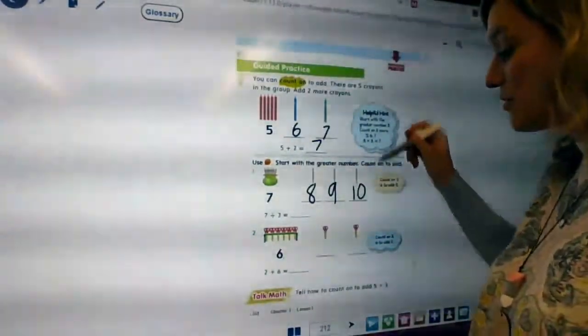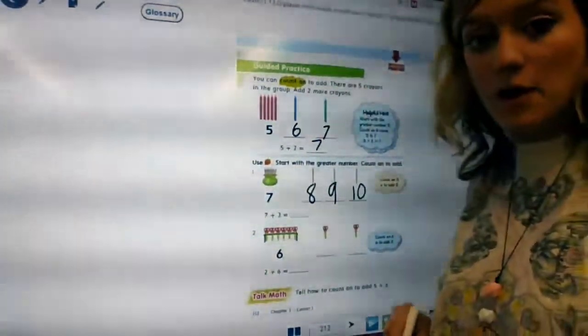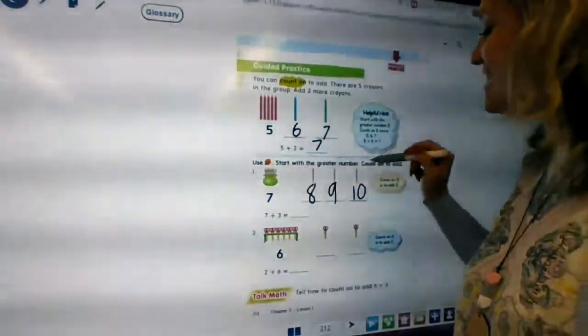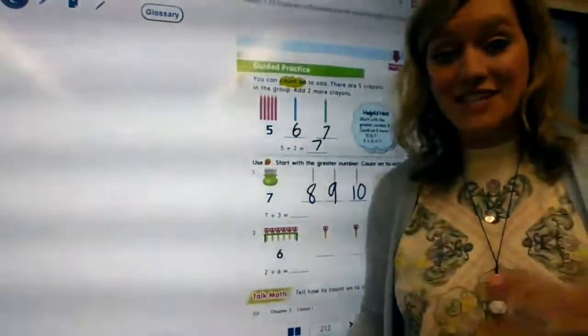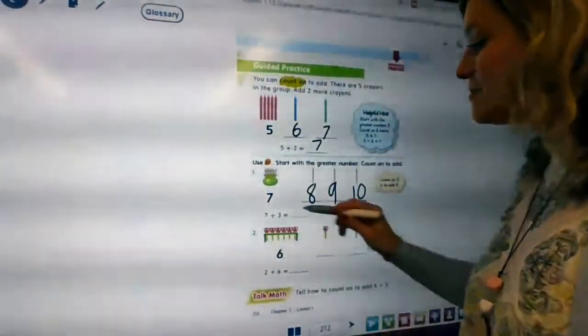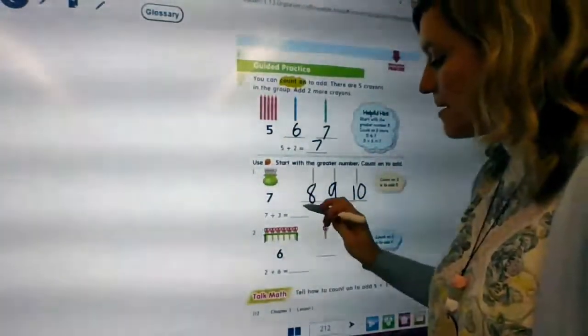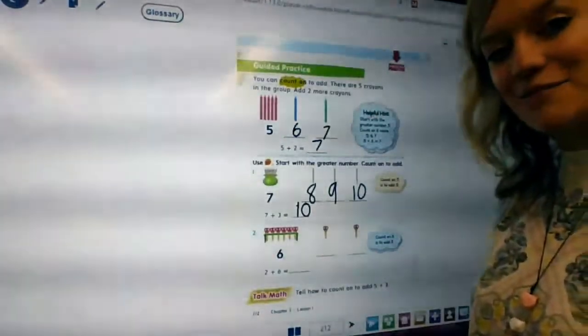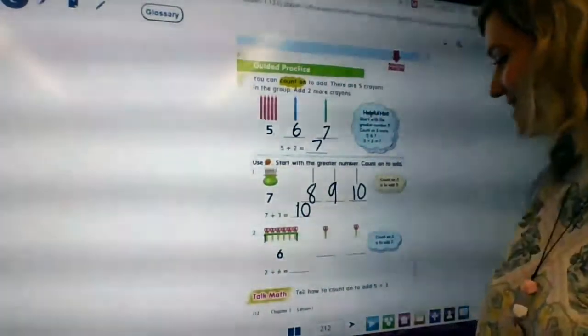We added on 1, 2, 3 more. We counted up. Yay! 7, 8, 9, 10. We didn't even have to count those 7 paintbrushes because we just knew they were there. Awesome. So we had 7. We added 3 more paintbrushes. What number did we land on? We landed on 10. 7 plus 3 equals 10.